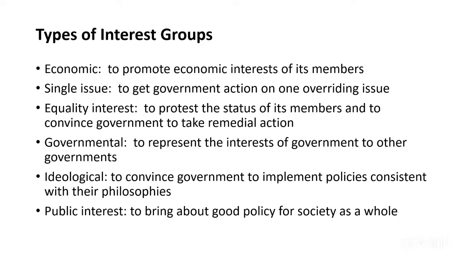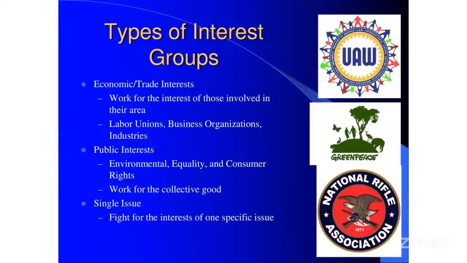Types of interest groups. The broad ones are the protective ones or the promotional ones, but we can then have smaller ones. Economic interest groups, where we see what their interests are. Single interest group, equality interest group, governmental interest groups. Then we also have ideological interest groups and public interest groups. Again, we can see the types in different forms with examples. Economic: labor unions, business organizations. Public interest: environmental, all those people that talk about rights, consumer rights, citizenship rights. All of those can come.